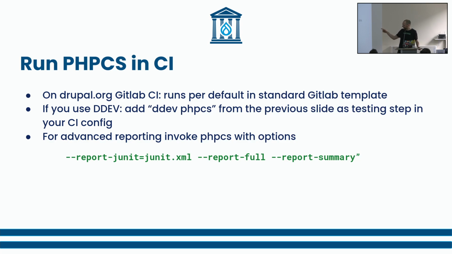There's some advanced stuff you can do with this reporting stuff. Many continuous integration runners support this JUnit XML standard, and PHPCS can also output into that format, and then the CIs can display it nicely. I don't personally use it, but you might want that.